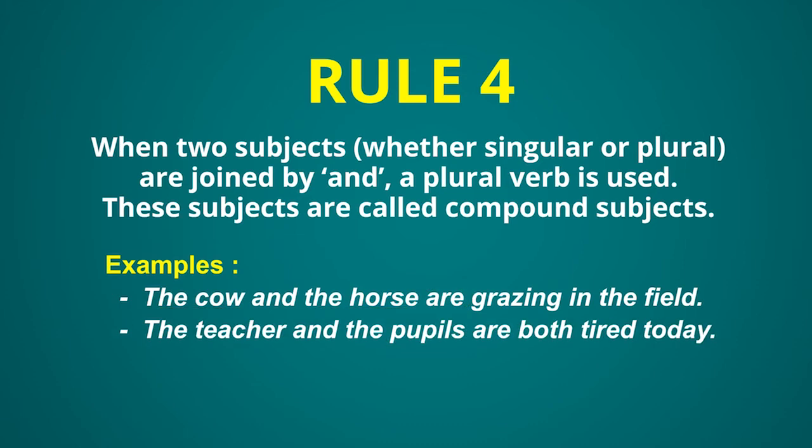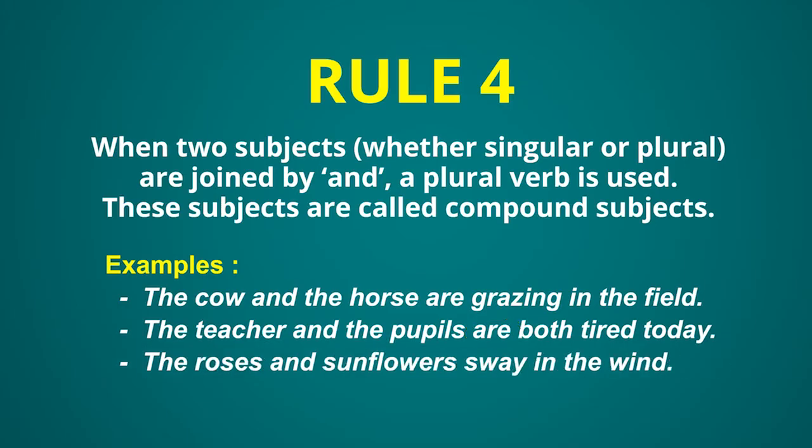Next, the teacher and the pupils are both tired today. What is the compound subject in that sentence? Definitely, the teacher and the pupils. Here we're seeing 1 subject, the teacher, and another subject, pupils, being joined by the word and. Therefore, we had to make use of a plural verb, that is, are. So we say, the teacher and the pupils are both tired today.